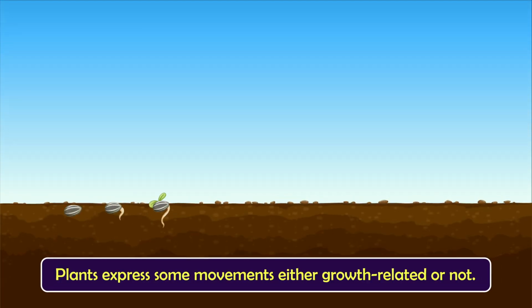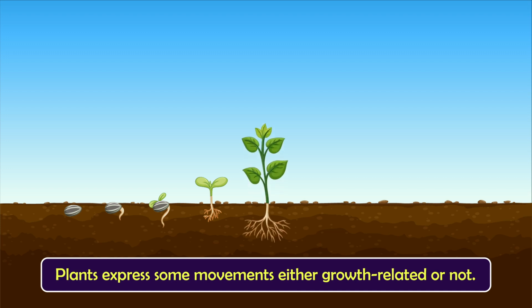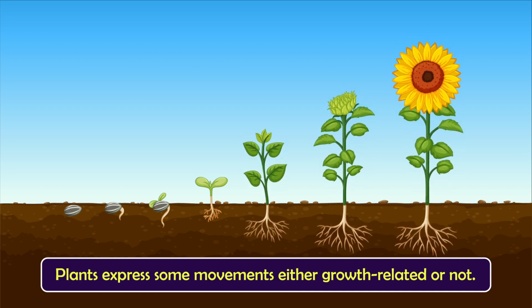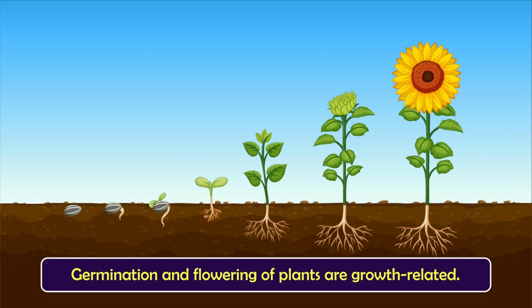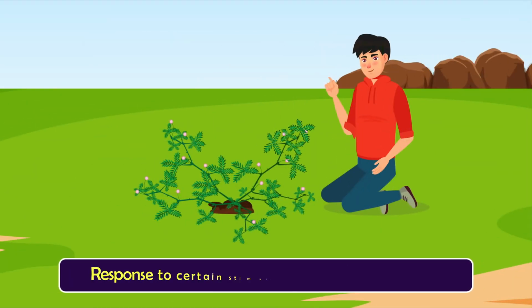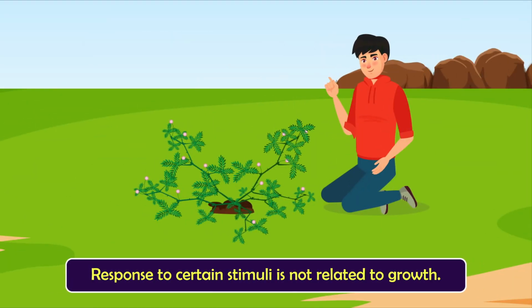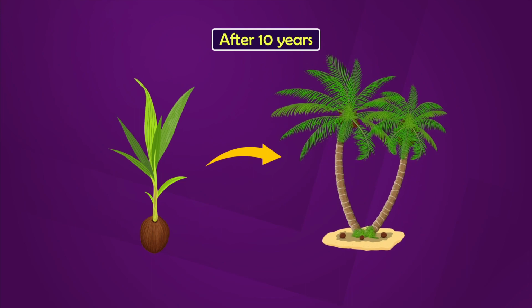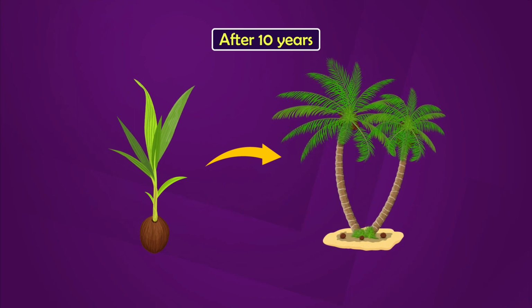Plants express some sort of movement, either growth related or not. For example, germination and flowering of plants are growth related, while the response to certain stimuli is not related to growth. When we touch a mimosa, the leaves become folded. But a plant that is not visibly growing is still alive.